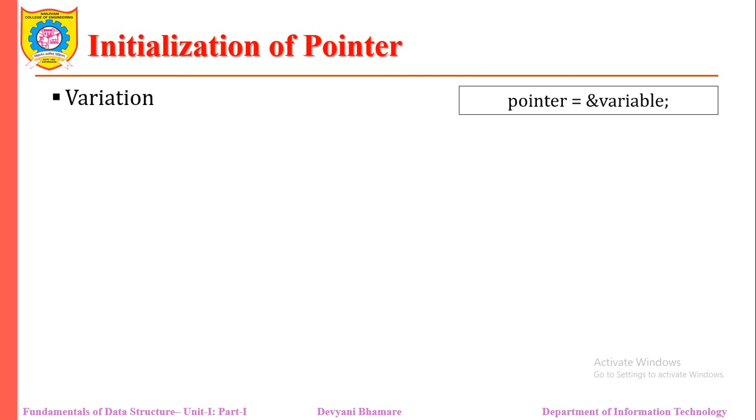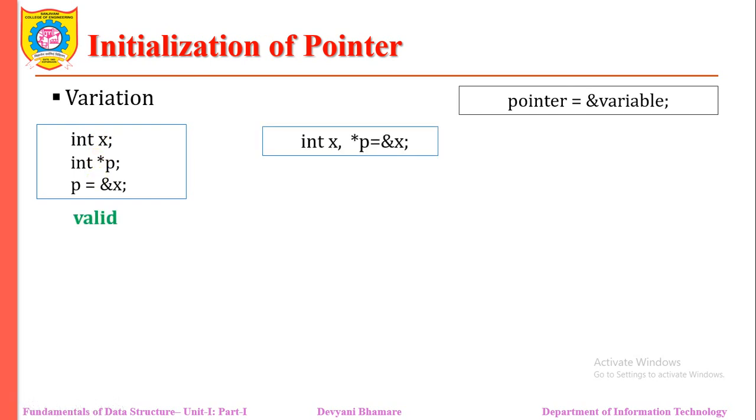Let me see some different variations of initialization of a pointer. We have seen that pointer is equal to address of variable. Pointers have been initialized. When we declare int x, int *p, this indicates x is a variable, p is a pointer variable. When we say p is equal to address of x, then this is valid. Here declaration and initialization are separated. We can combine this initialization and declaration in one line, that is int x, *p = &x, that is pointer p is containing the address of x.